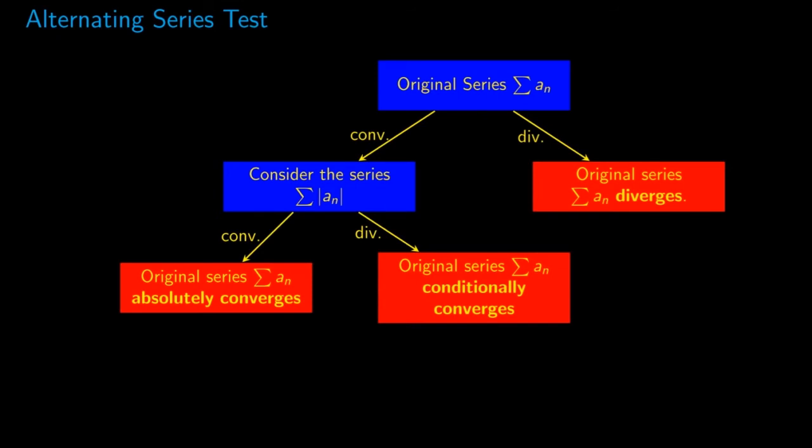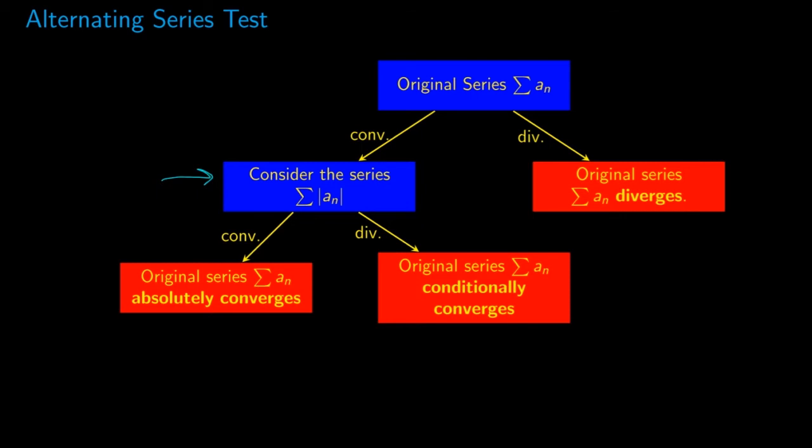So this tree shows a little bit of a visual breakdown of this process. We start at the top with our original series, the series A sub n. If this series diverges, then we just say it diverges and we're done. On the other hand, if it converges, we're then interested in knowing if it absolutely converges or conditionally converges. So the next step right here would be to find that related series by taking the absolute value of each of the summands. So we get the series of absolute values.